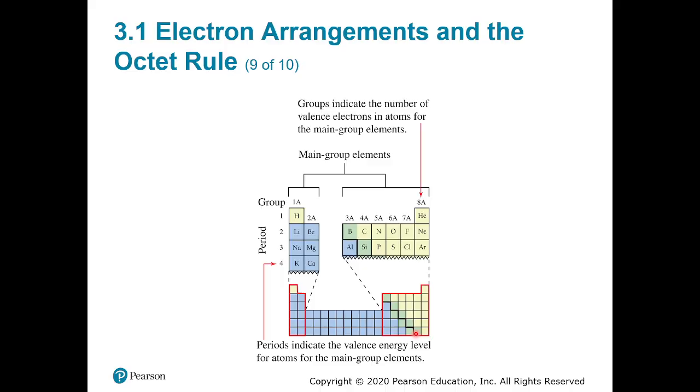Okay, so this right here, again, is the periods. Those are the energy levels. Right here, we have groups. These right here are the main group elements. They're denoted by the 1, 2, 3, 4, 5, 6, 7, 8A. They're what gives the name octet. Okay?